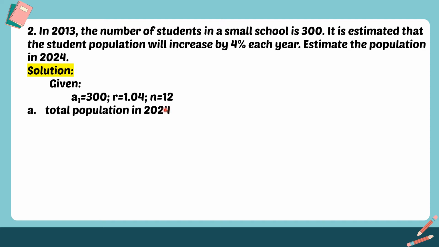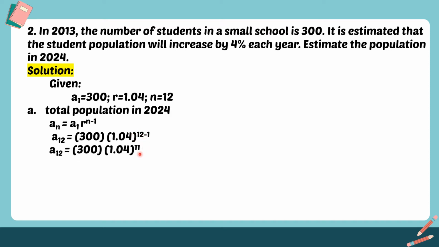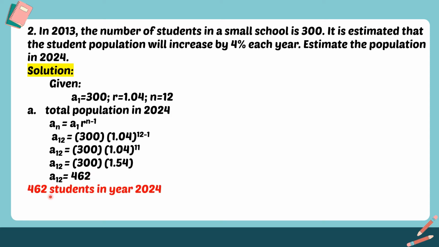And then, to solve for the total population in 2024, gagamitin natin yung nth term na a sub n is equal to a sub 1 times r raised to n minus 1. Then, substitute tayo. We have a sub 1 is 300, yung 1.04 na common ratio, and then yung 12 na value ng n. Then 12 minus 1 is 11, and 1.04 raised to 11 is 1.54. 1.54 times 300, that is 462. So it means we have 462 students in the year 2024. That is the estimated population in the year of 2024.